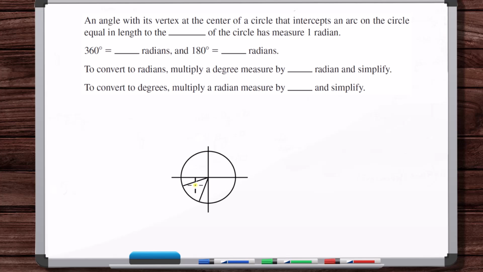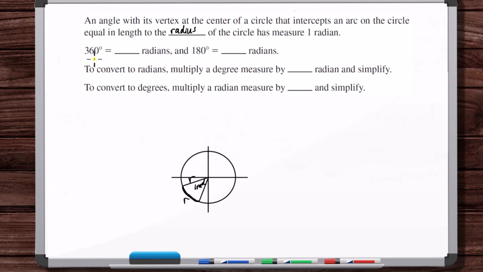So it's saying this angle is 1 radian, and it intercepts an arc on the circle. So if this angle is 1 radian, then how long is this arc? Well, that's 1 radius. So equal in length to the radius of the circle.